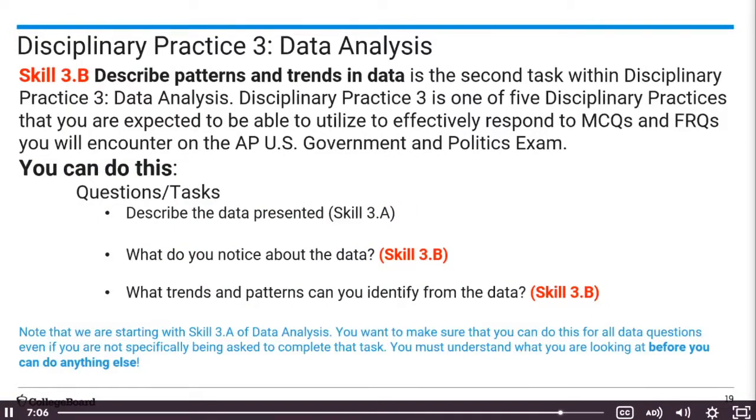So what should you take away? You want to be able to describe patterns and trends. You understand what the difference is. You can describe the data as it's presented. You can make note of what it is that you see, and then you can find out what those trends and patterns are. Make sure you do this for all of the data questions, even if you're not specifically being asked to record that. You just want to have it in your head so that you know what you're looking at before you get started doing anything else.